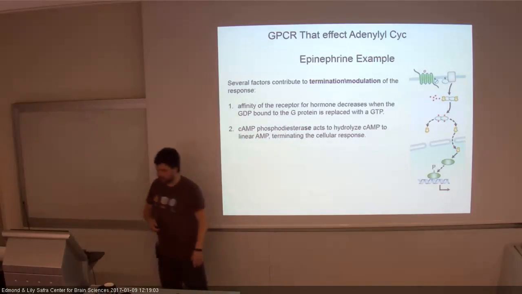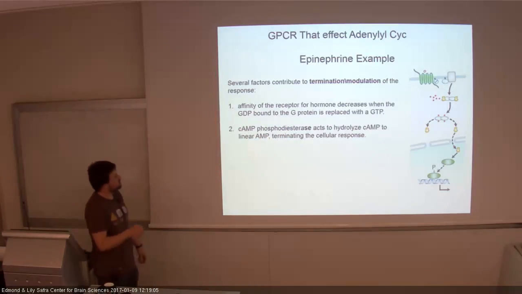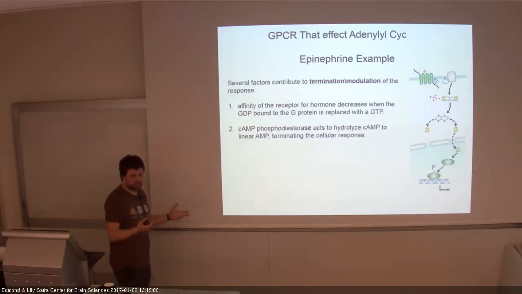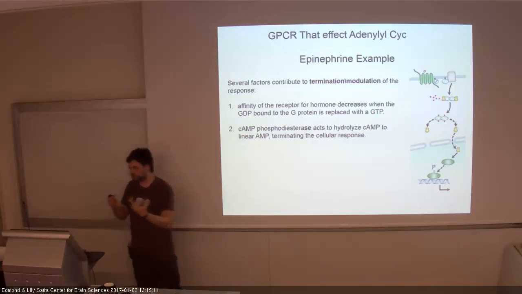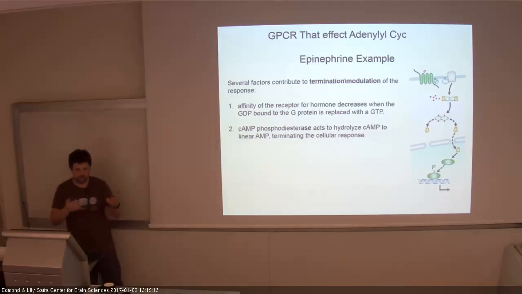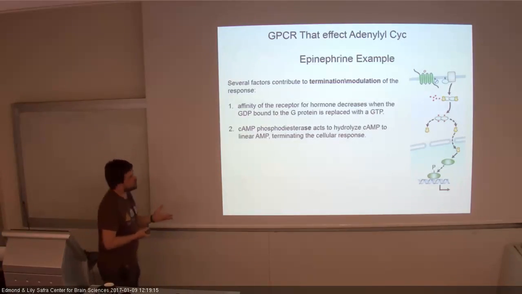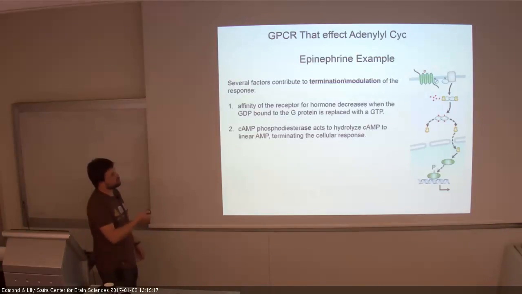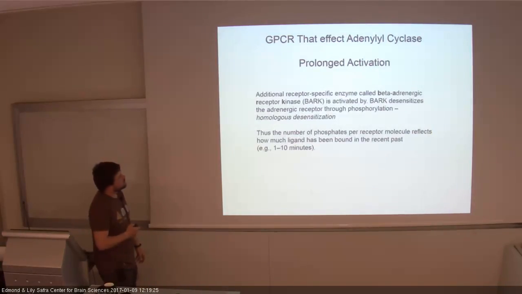hydrolyzes the cyclic AMP into AMP, terminating the response. That's what happens, for example, for a normal response. This is how the response will be terminated, and the hormone will dissociate from the receptor, and thus the response will stop. This is an illustration of that.